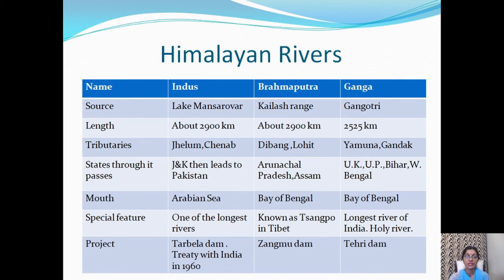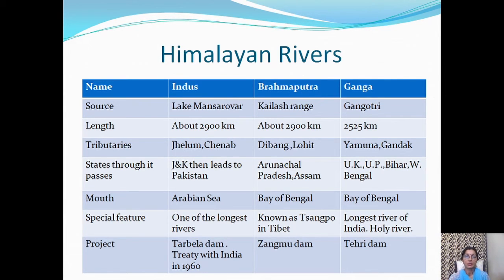Tributaries: Jhelum, Chenab, Ravi, Byas, Satluj are main tributaries of river Indus. Dibang, Lohit are of Brahmaputra. Yamuna, Gandak of Ganga. I have written only two names. In the book, many more are given.